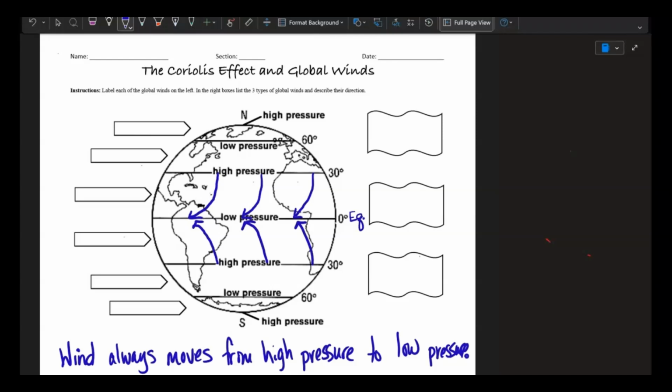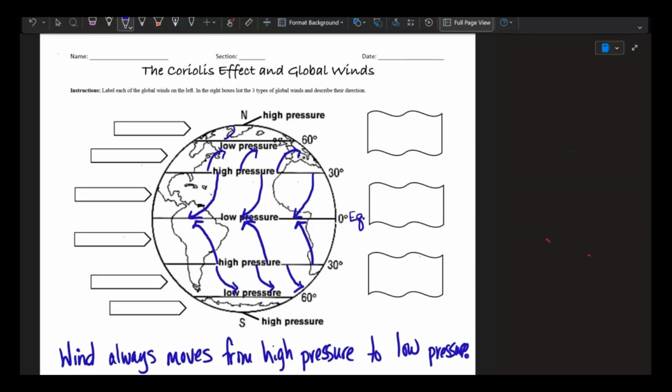And then we have high pressure here. We're going to move towards low pressure, but we're going to move faster. So we're going to go forward or towards the east. High pressure to low pressure, but we're going to be moving ahead because we're moving from a faster zone to a slower zone. And then same thing from 60 degrees and 90 degrees.